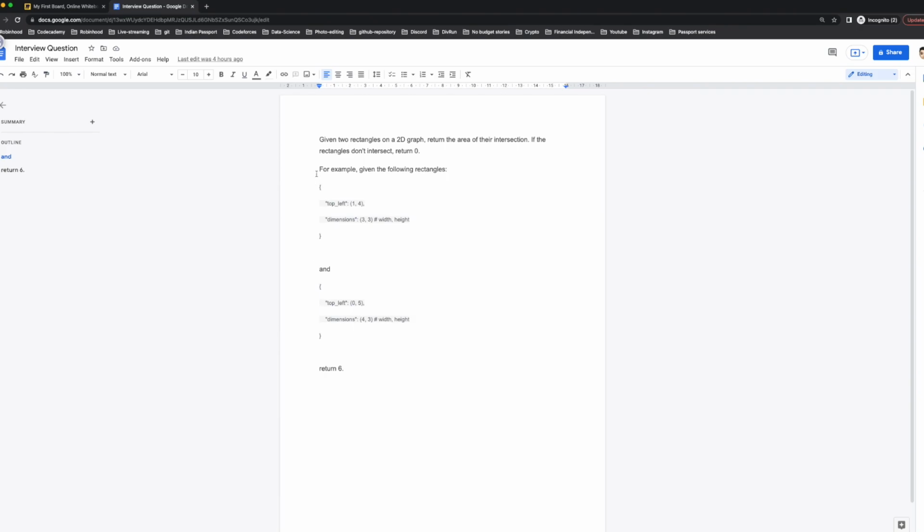So the question states that you are given two rectangles on a 2D graph and you need to return the area of intersection, right? If the rectangles don't intersect, then you return zero. In the example, you are given two rectangles, and for each rectangle you are given the top left corner and the dimensions, that is width and height. Based on the dimensions, you can easily figure out the other coordinates, right? And similarly, we are given that information for the other rectangle as well.